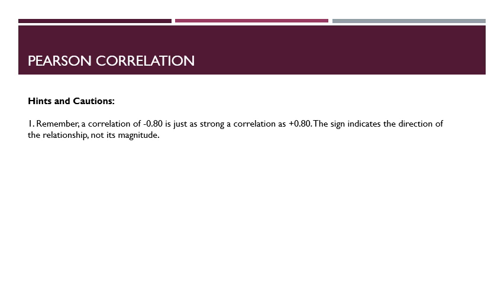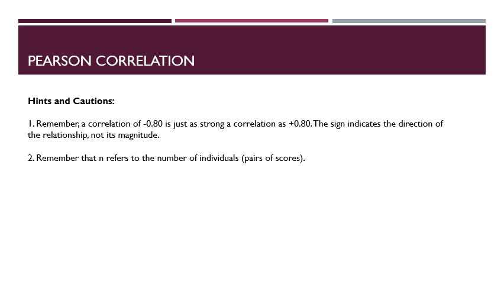So for example, if I had a correlation of negative 0.9 and a correlation of positive 0.3, the correlation of negative 0.9 would be stronger because you only look at the number to determine the strength. Again, the positive and negative just tell you the direction, not the magnitude or how strong a correlation is.